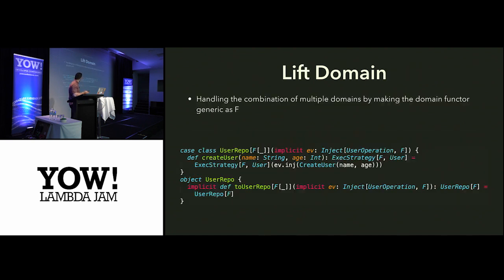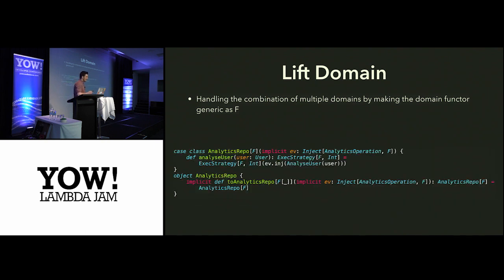So the first thing that we need to do, as before, is to lift our domains. So we have our user repository, and we lift it using our exec strategy. And then with our analytics repo, we do the same thing. Don't worry too much about all this other stuff. This inject is just to allow us to actually combine these domains later.